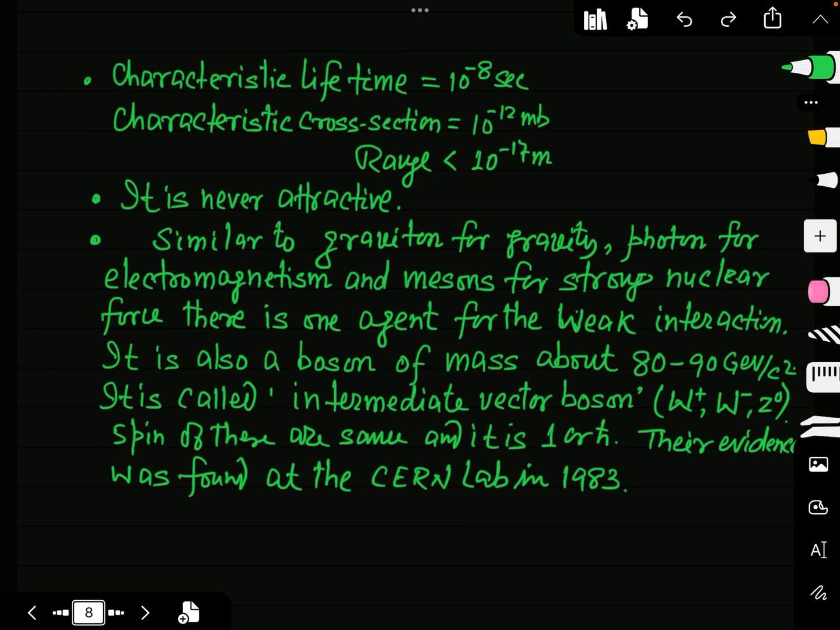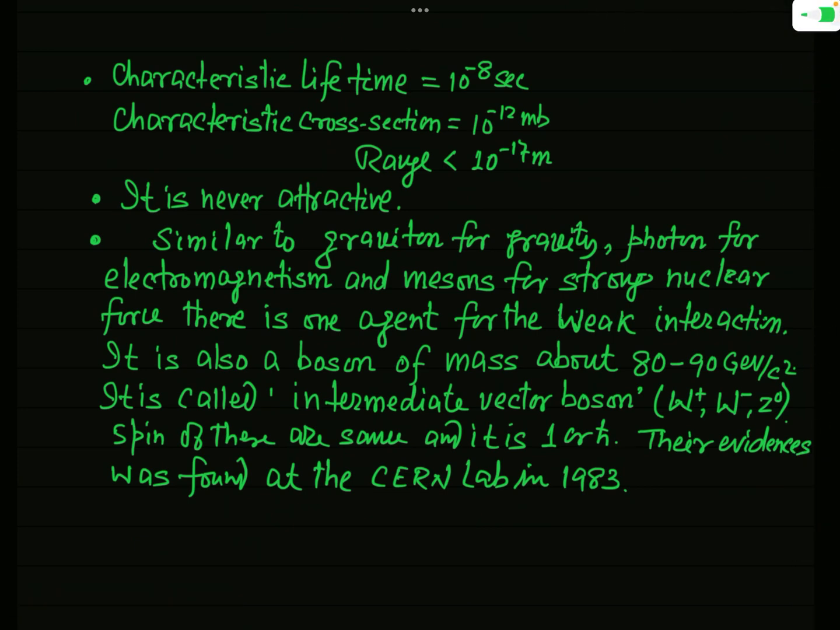Now, you have to remember some of the important constants for this weak interaction. You should remember that the characteristic lifetime of this weak interaction is 10 to the power minus 8 seconds. These are some pieces of information which you have to remember. And the characteristic cross section for this interaction is 10 to the power minus 12 millibarn. Okay, and its range is less than 10 to the power minus 17 meter. It is almost of the order of 10 to the power minus 18 meter. So you can say that it is a very short range force.